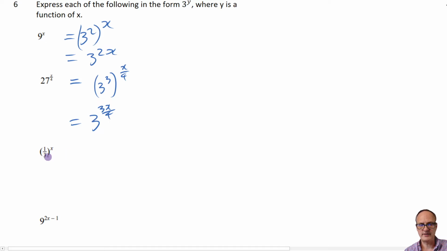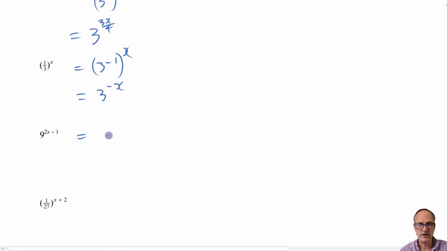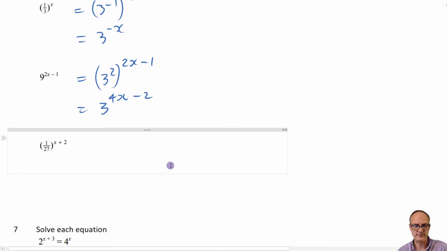1/3 as a power of 3 is 3 to the minus 1, to the power of x. Therefore, we multiply the indices together again and get 3 to the minus x. 9 is 3 squared, to the power of 2x minus 1. Multiply those indices: 2 times 2x is 4x, 2 times minus 1 is minus 2. And there we go. That one sort of came out by surprise.